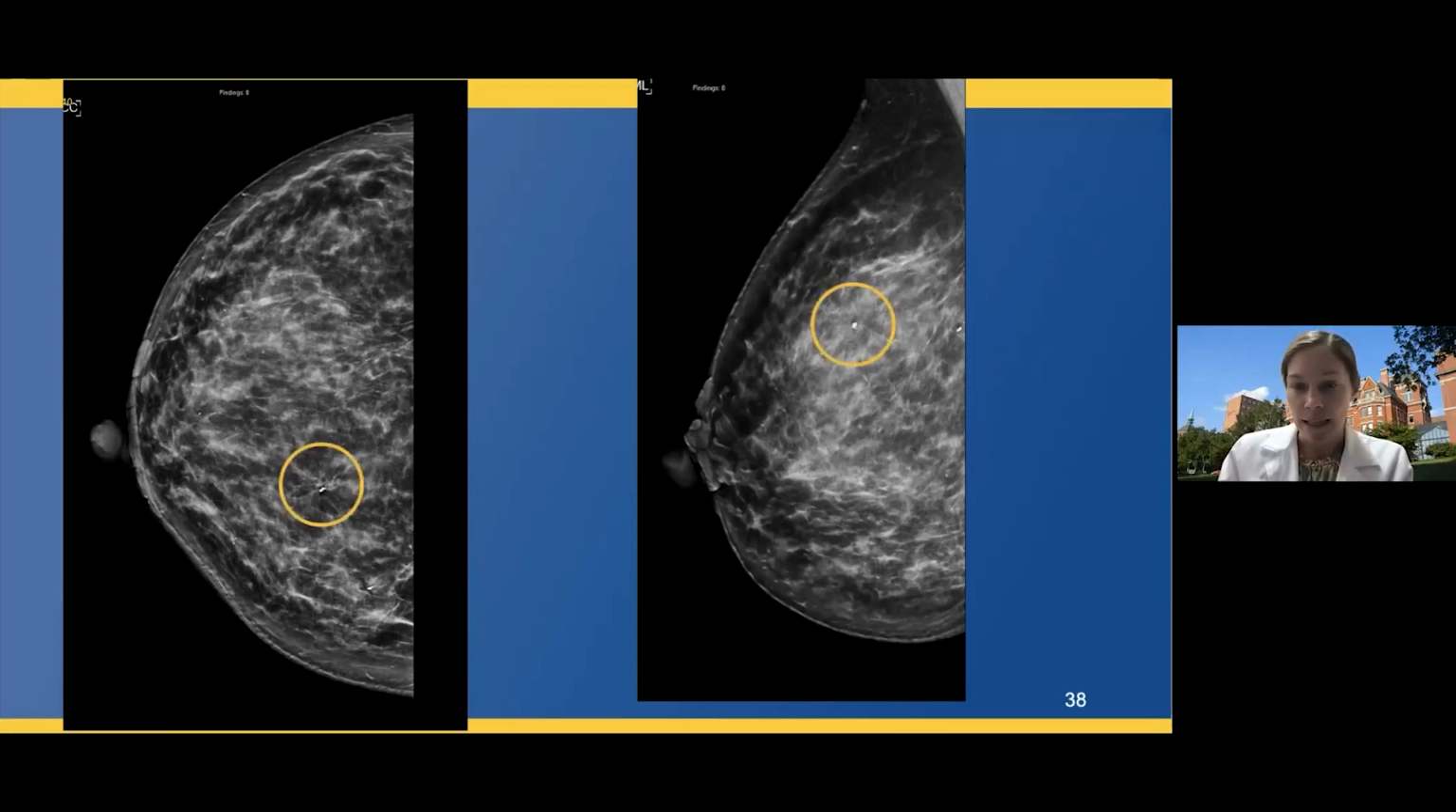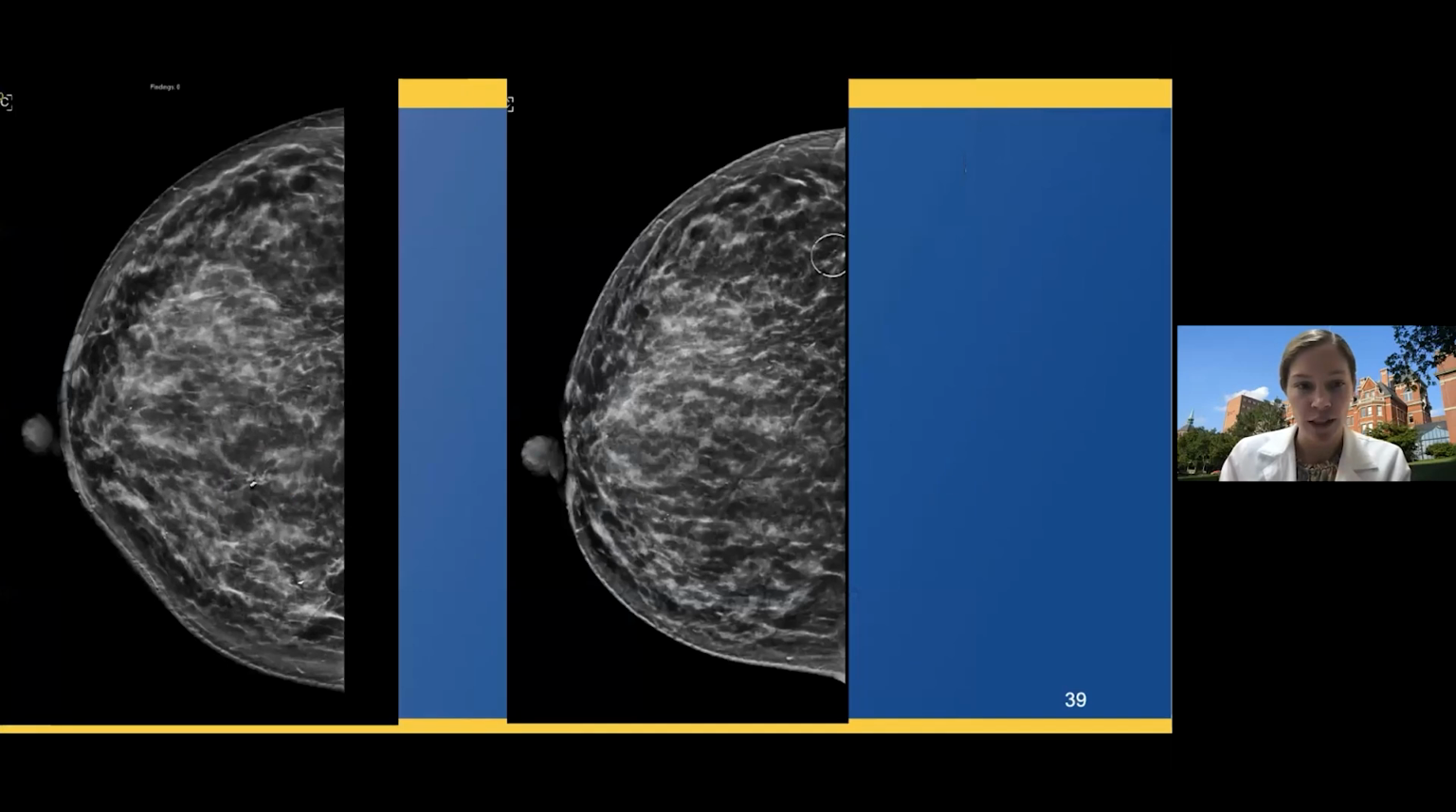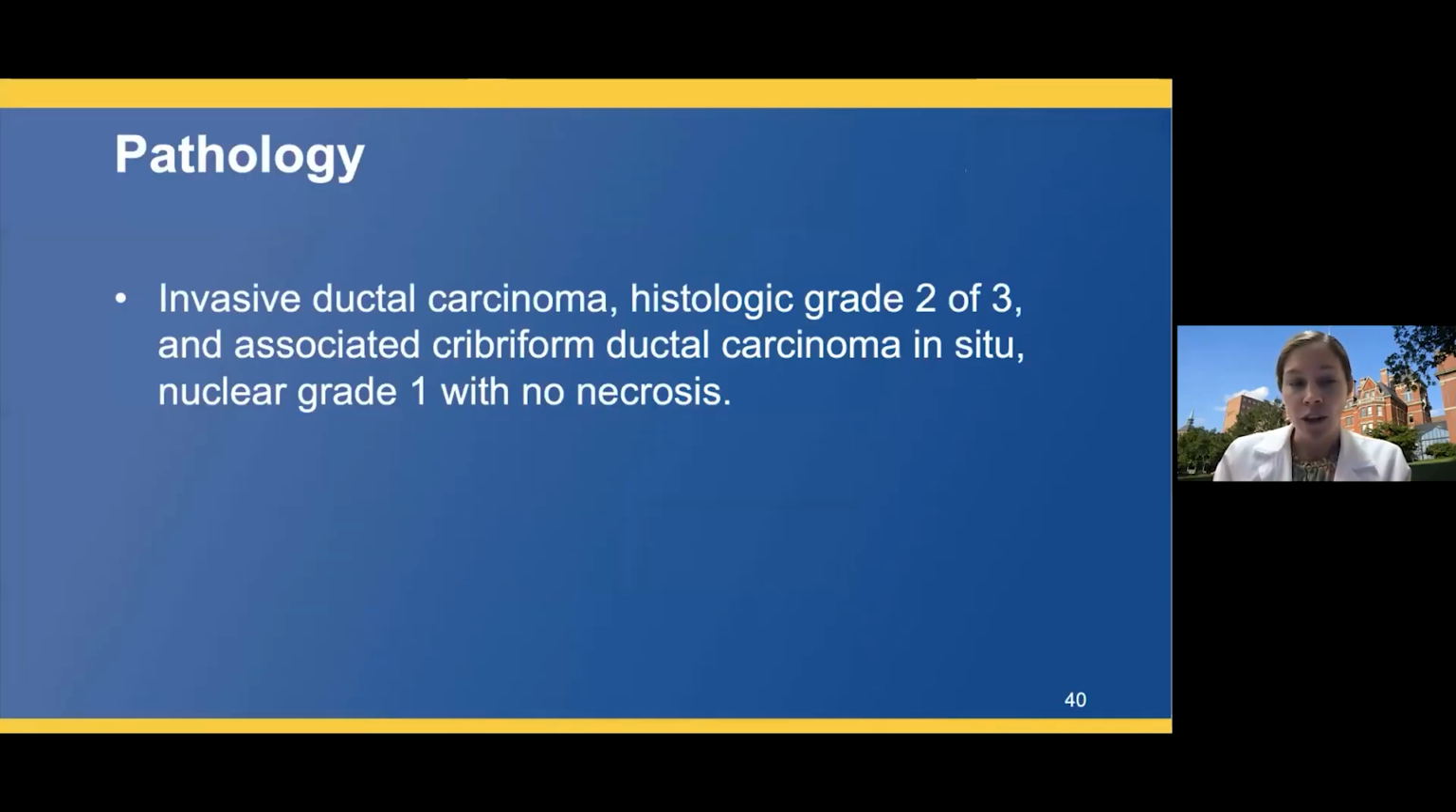So here's our biopsy clip, again, in that upper inner right breast. I'm just going to show the CC view because I think that's where we can see the finding easiest. So here's our biopsy clip, and that was where the distortion was on our initial screening mammogram. And so that clip was well positioned. It was well positioned in the MLO view also. So we feel confident that the sonographic finding is truly a correlate for the mammographic finding. The pathology for this was an invasive ductal carcinoma, histologic grade 2 of 3 with associated DCIS.